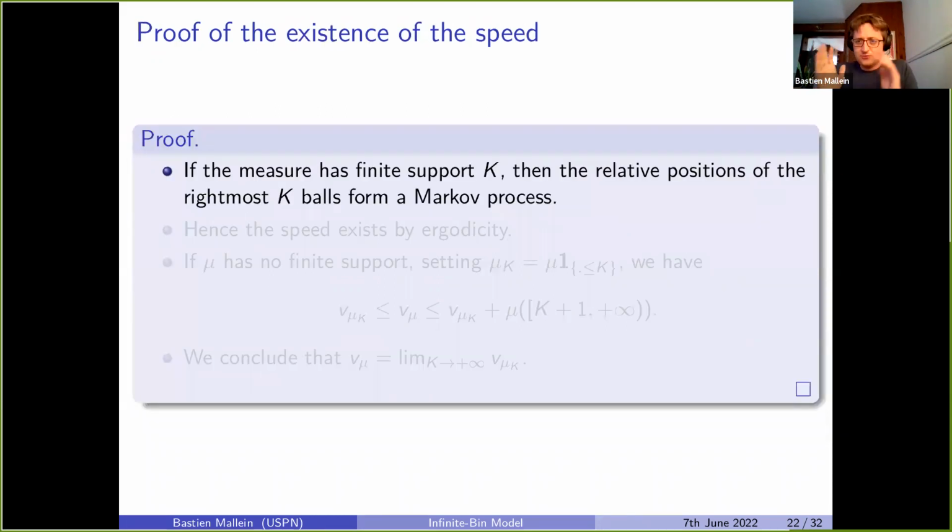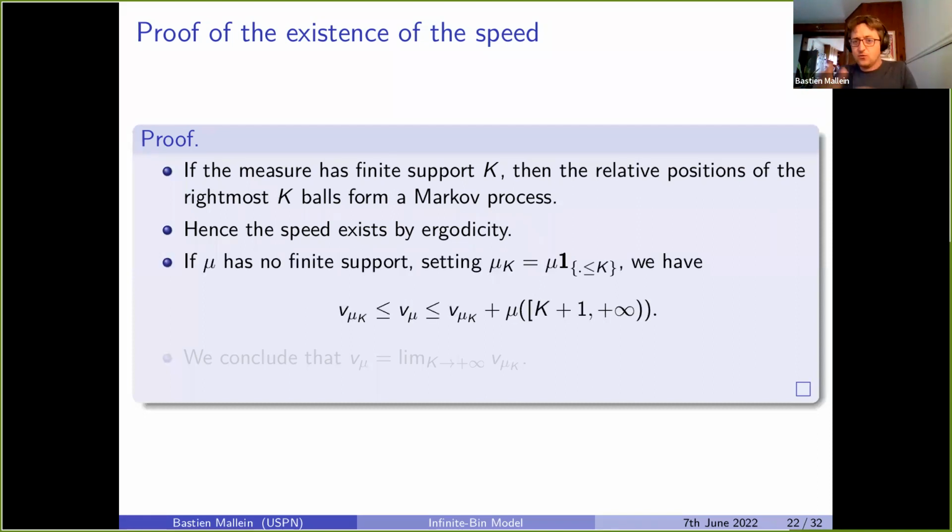Okay, so the proof of this fact is quite simple. The idea is that, first, if you assume that your measure has finite support, then you can look at just a reduced Markov chain. You just need to know the relative position of the k rightmost balls to know what is happening near the tip. And so it's basically an analytic theorem that will tell you that this process has speed.